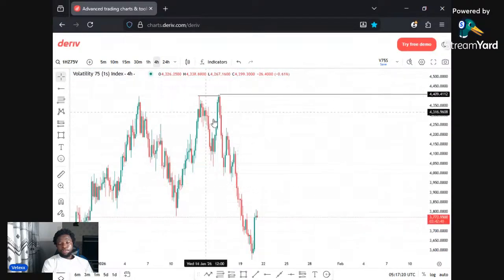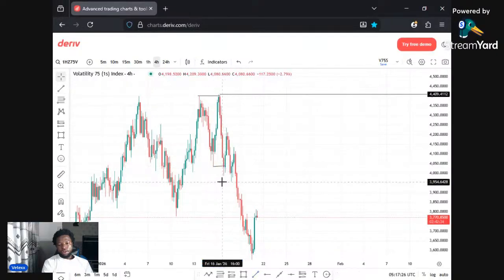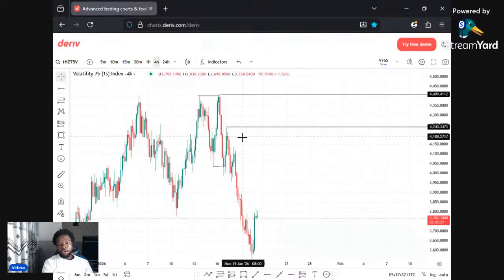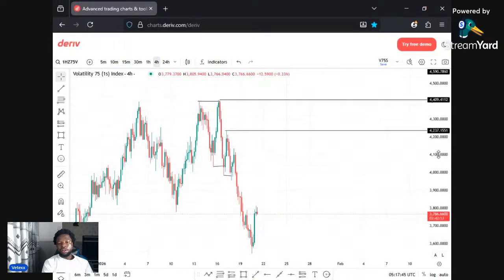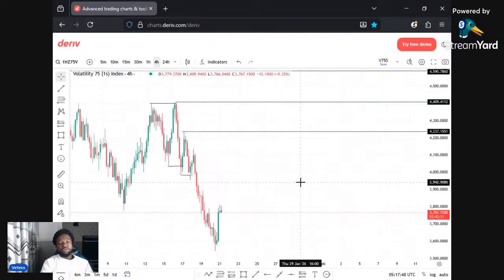So price retraces back to break the newly created low, giving us our first break of structure, which is this. And then we have price retrace 50% to give us our structural liquidity, which is this one right here. And then price retraces back again to break the newly created low, giving us our second break of structure, which is this. Now this has been considered an A plus continuation.